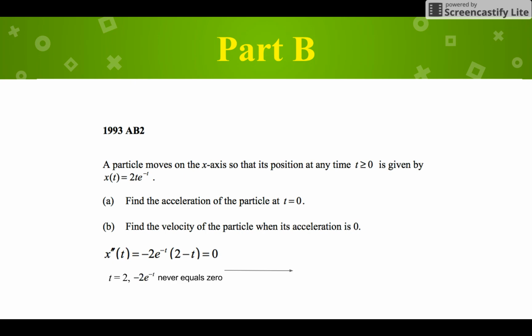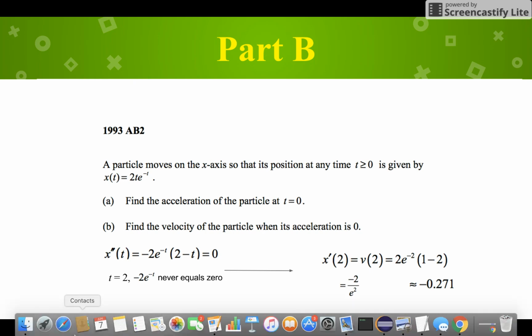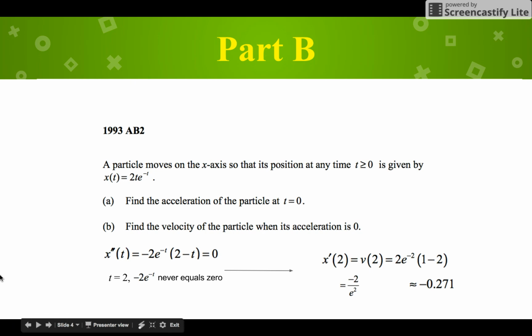So then we would go back to the velocity, which is going to be the first derivative, and plug in 2. We get negative 2 over e squared, which, since this is a calculator problem, we can approximate as negative 0.271. And that is the answer to part B. Another simple one: you use the second derivative, set it equal to 0, find the time, and then go back and plug it into the first derivative.